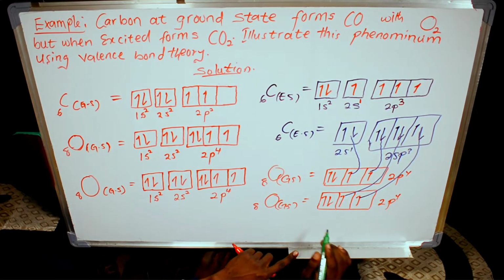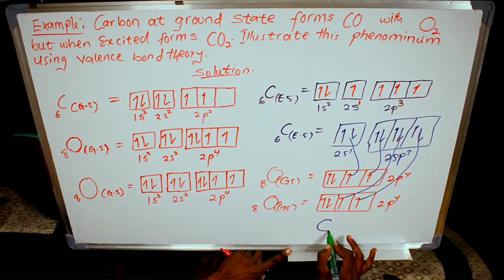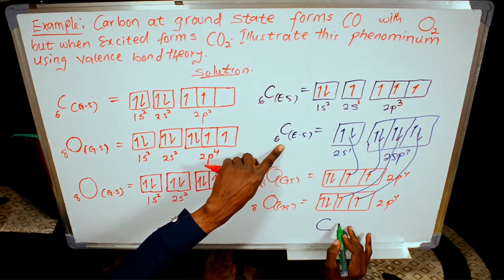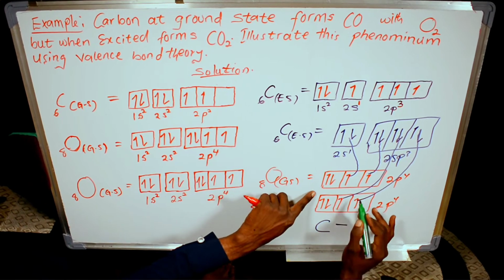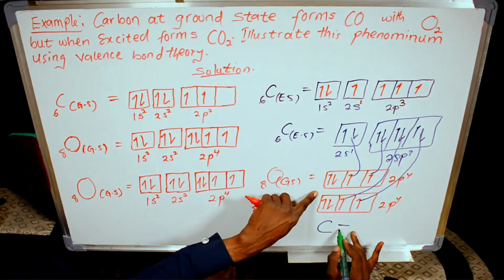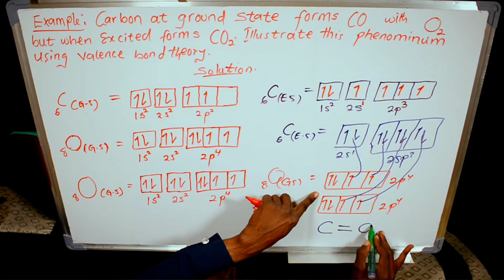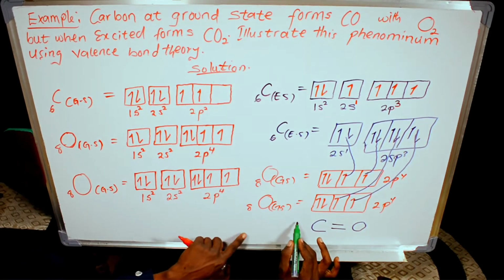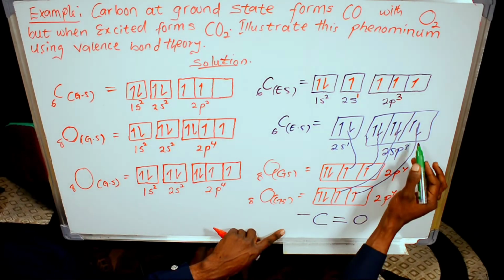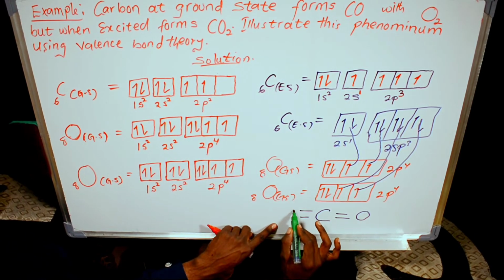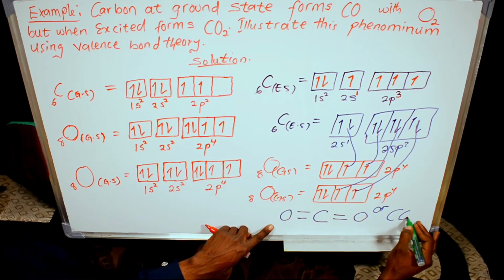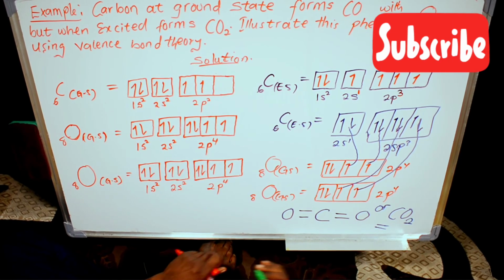So now let's write them down. This is carbon. From this electron to this, one single bond. And from this electron to this, another single bond. Then oxygen. Then for the next oxygen, from this to this, one single bond. From this electron to that, one single bond, and oxygen. Or we can write this as CO2. That is carbon dioxide.